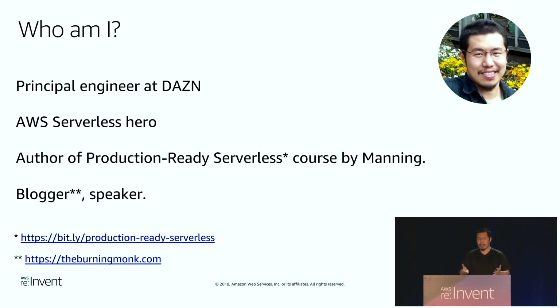So my name is Yan Cui. I'm a principal engineer at DAZN, and as of July this year, I'm also one of the AWS community heroes that focuses on the serverless space. I'm also the author of the Production-Ready Serverless video course by Manning, where I share a lot of the lessons that I've learned by running and operating Lambda and serverless architectures in production. And in my spare time, I'm also a very active blogger, and I go to many conferences and user groups to talk about many of the things that I've learned about serverless.